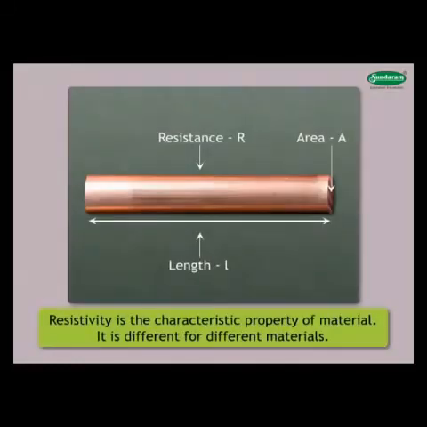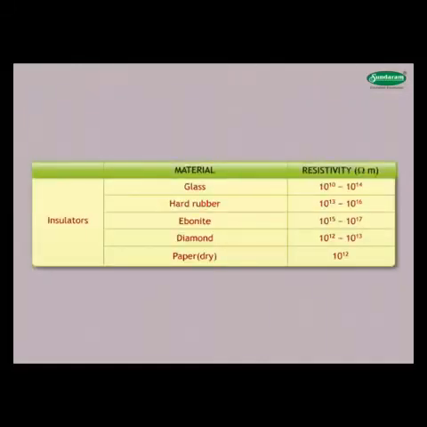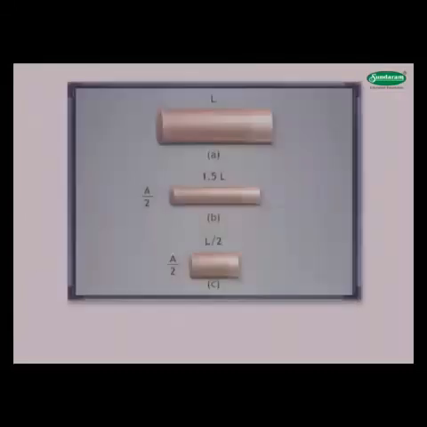Resistivity is the characteristic property of material. It is different for different materials. Table shows the resistivity of conductors, alloys and insulators at 20 degrees Celsius.